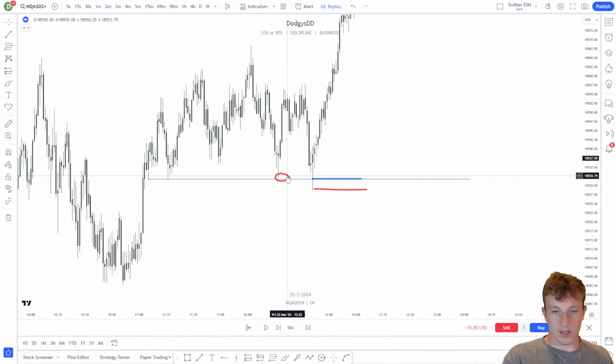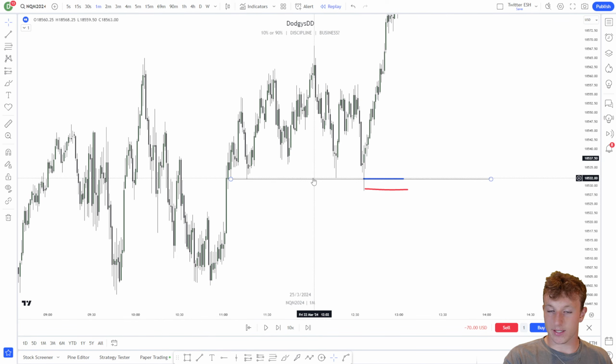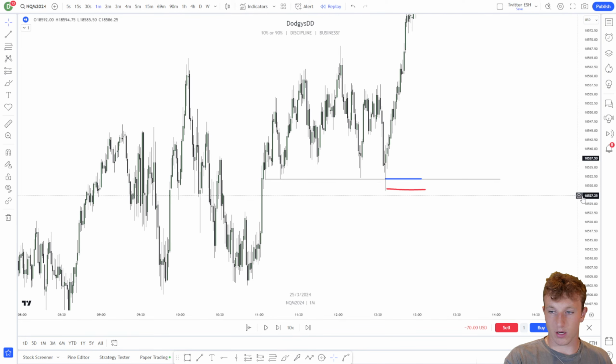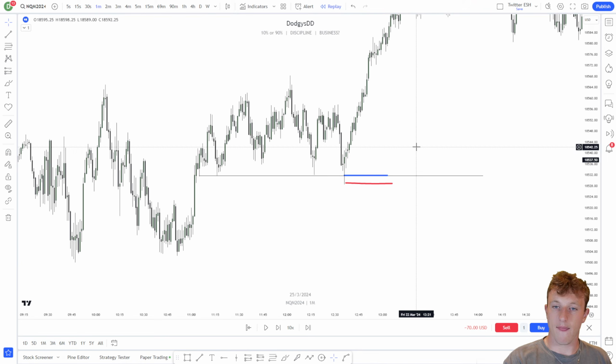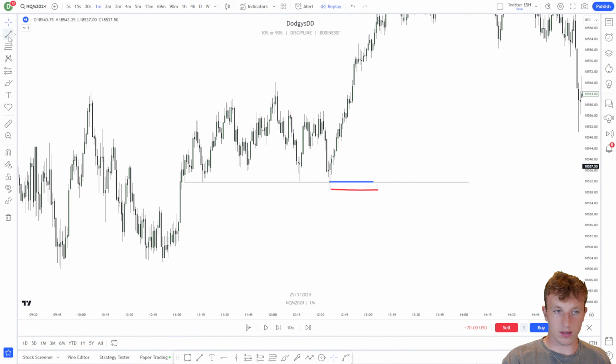So that's a little taste of what liquidity is. This would be an example of sell side liquidity because it's the lows. And remember, every single high and low is liquidity. This is liquidity. This is liquidity. This is liquidity. Now let me just do a little quiz. Okay.